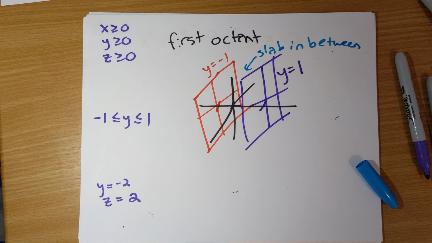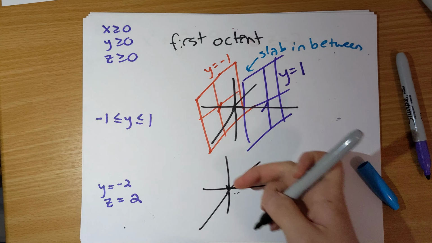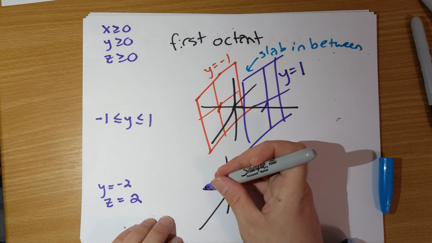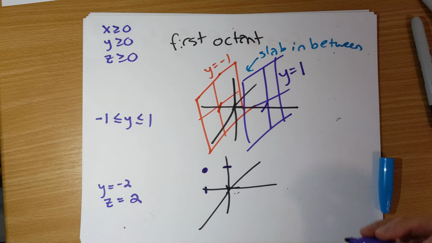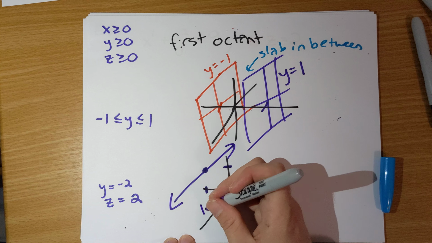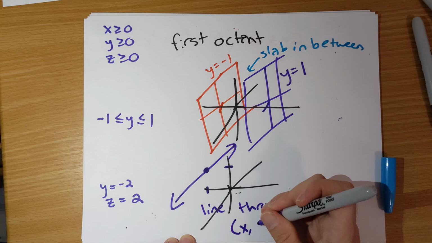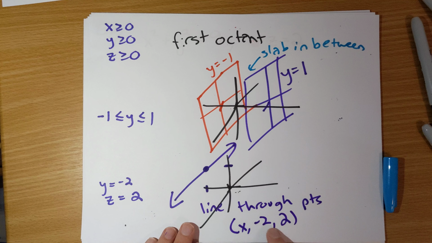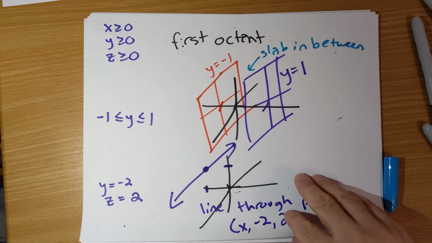And then one more down here, y is equal to -2, and z is equal to 2. So y is equal to -2 would be over here, and z is equal to +2 would be up here. They kind of intersect there, but x can be anything. So it's going to be a line through points of the form (x, -2, 2). x can be anything that we want, y has to be -2, z has to be +2.